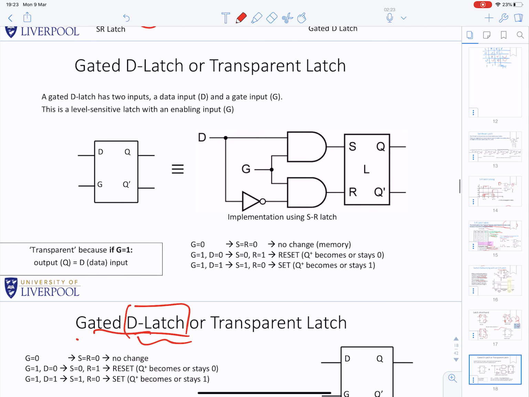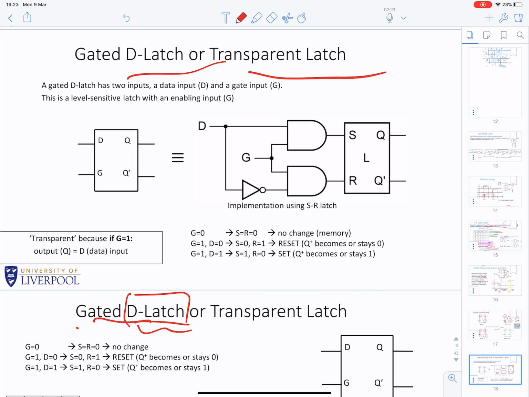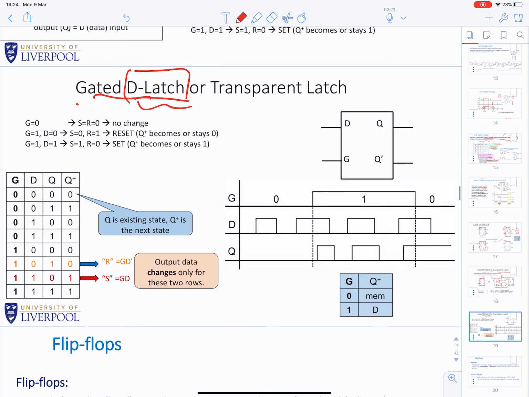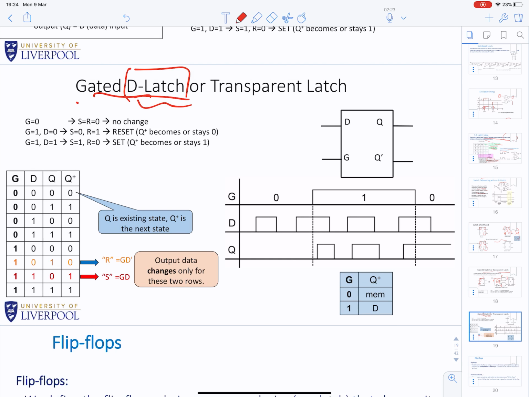And the gated D latch is just the D latch, and the transparent latch is just like, as long as this is high, then G goes to D, right? It's very simple. And so what if G is zero, then nothing is going to change. If G is going to be high, and D is going to be high, that's going to be high. And if G is high and then D comes to 0, then it's going to be low. That's great.